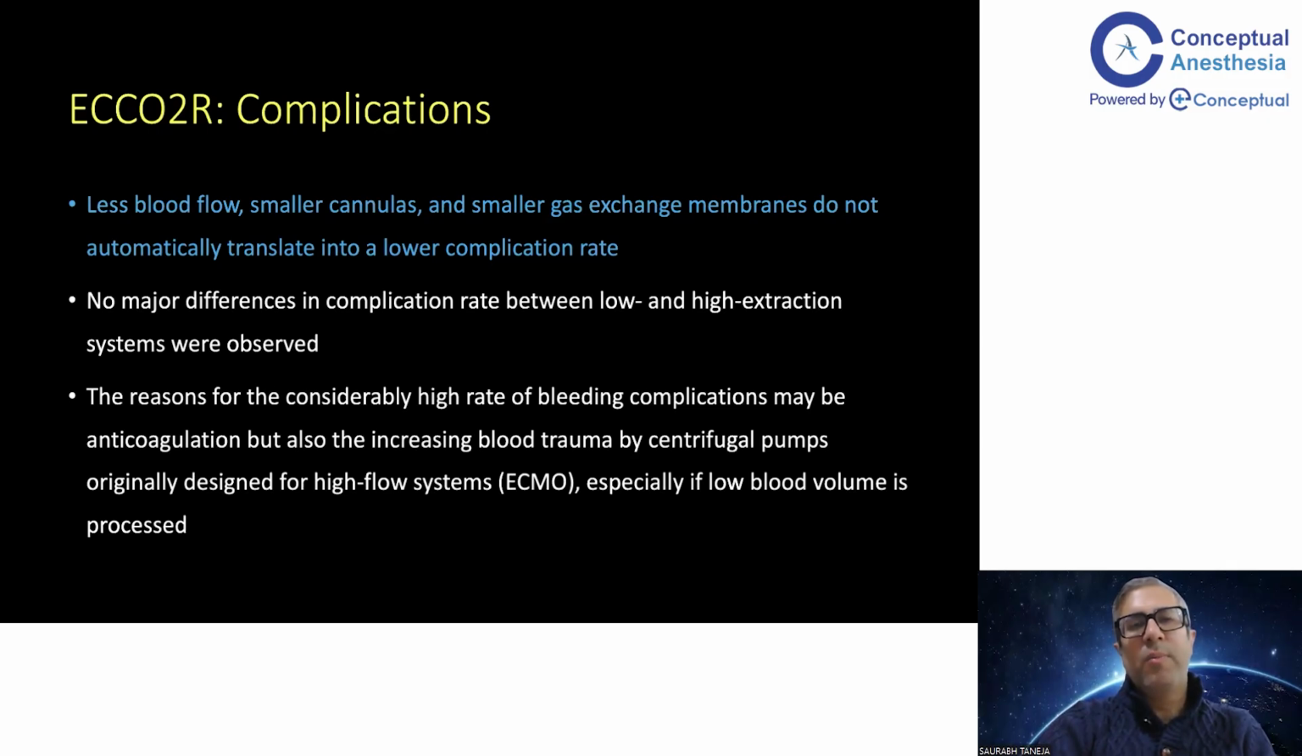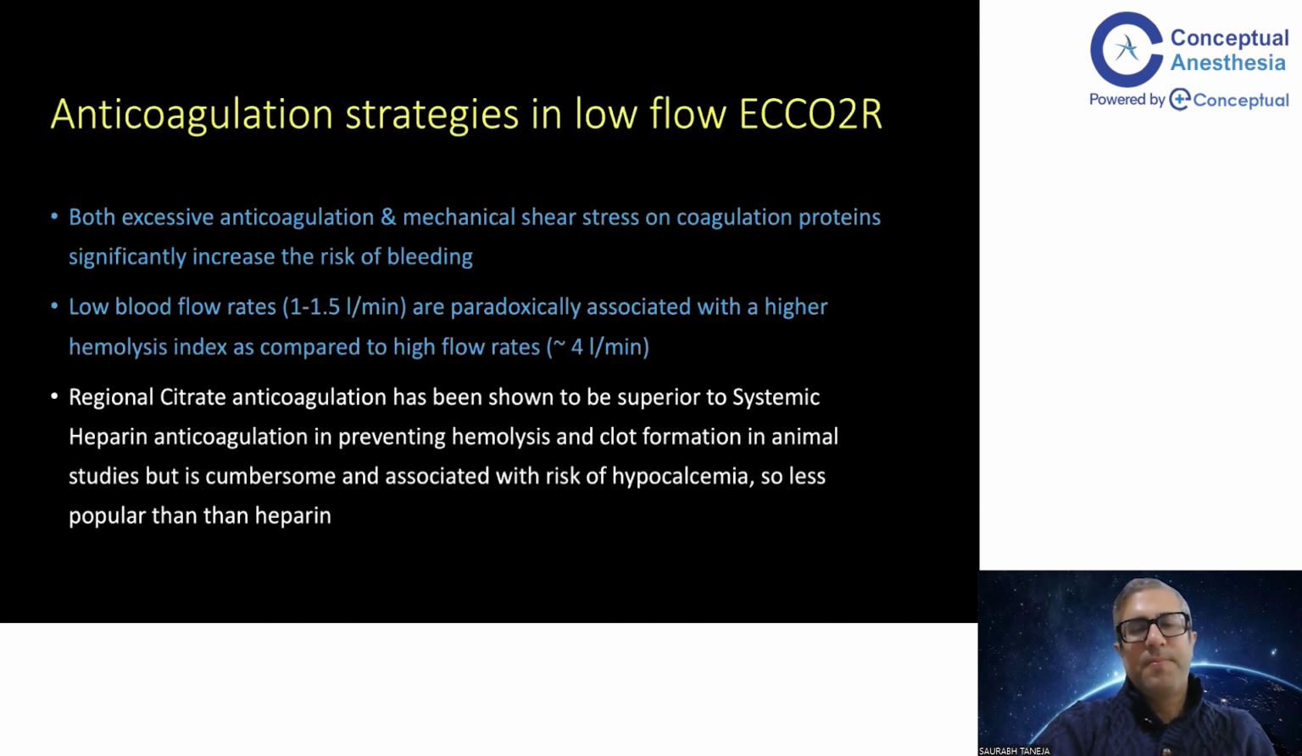Although it is thought that with lower blood flow and smaller cannulas the complication rates are lower, that is not actually so. Bleeding is one of the highest complications, because with less blood flow you have to maintain anticoagulation, and you have to measure the ACT and the APTT like you do in ECMO patients. The smaller dimension of the cannulas definitely decreases the chances of bleeding, but you still have to maintain anticoagulation. Both excessive anticoagulation and mechanical shear stress on coagulation proteins significantly increase the risk of bleeding. We are trying to use regional citrate anticoagulation in these patients so that bleeding complications are lesser, like it is used in CRRT nowadays.